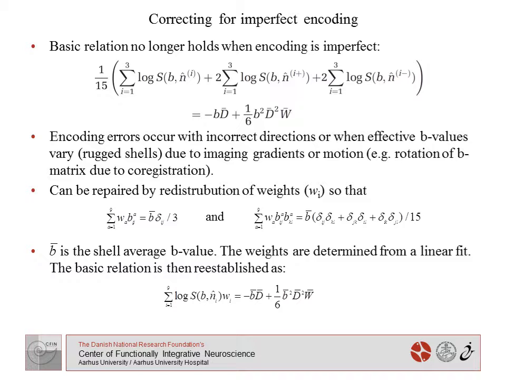Instead, the weights in front of the log signals would have to be redistributed so that the measurement tensors for the rank 2 and the rank 4 case become as close as possible to the identity tensors. Then the basic relation is re-established as shown on the bottom here, but with weights that are determined from a linear fit, and the b bar is then the shell average b-value.